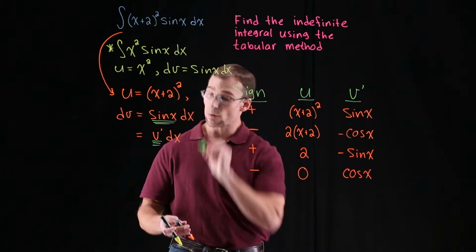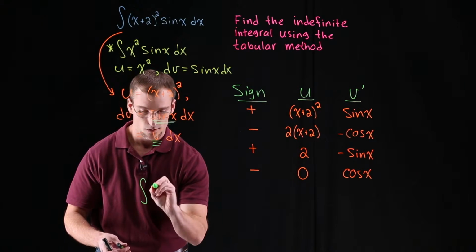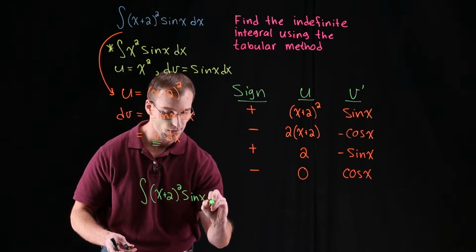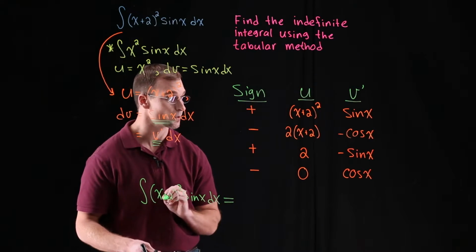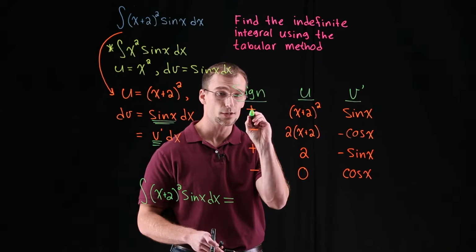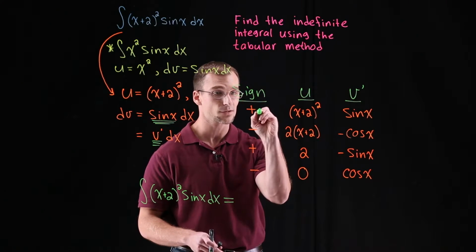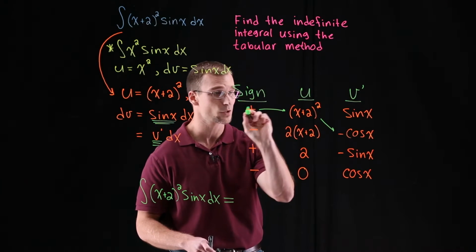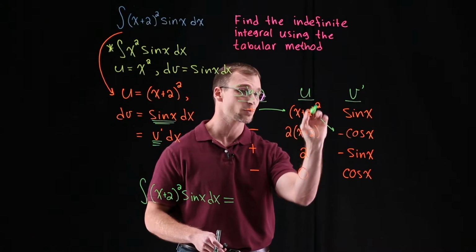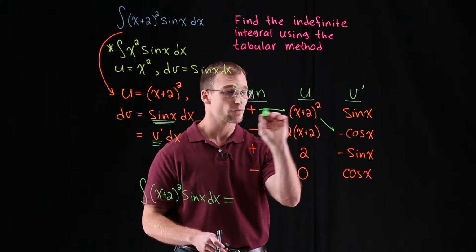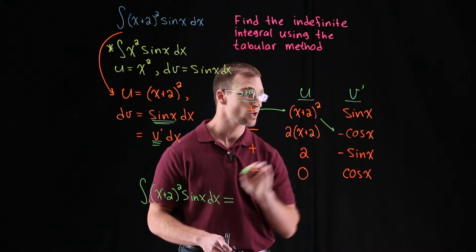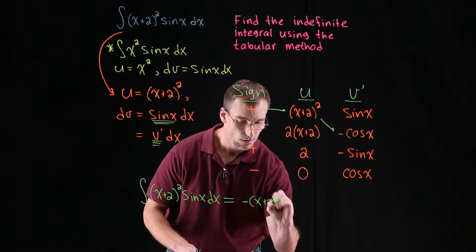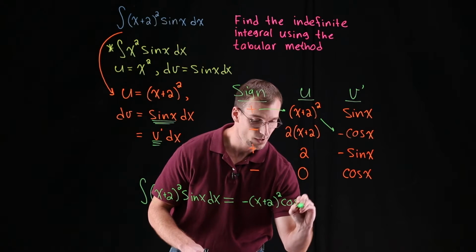So our indefinite integral of the quantity x plus 2 quantity squared times sine of x dx is going to be equal to, looking at our table now, we start at the top row with our signs, and we think of going across and down. You can even think of multiplying if you want. So I'm going to multiply the first term with a positive 1, and then multiply that term going down my diagonal. So we're going to have a positive x plus 2 squared times negative cosine of x, which will give us a first term, negative x plus 2 squared times cosine of x.